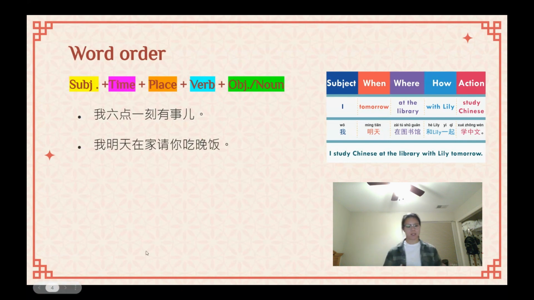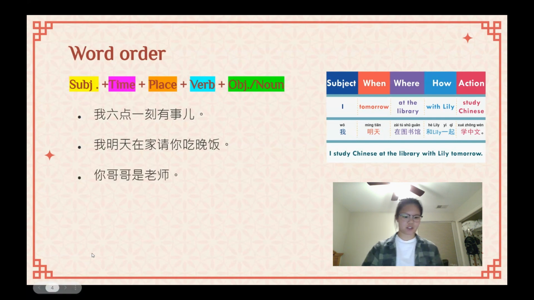The second example, 我明天在家请你吃晚饭. So I, tomorrow, at my house, invite you to eat dinner. 我 is the subject, 明天 is the time, 在家 is at my house, 请你 is the verb, 吃晚饭. So that 请你吃晚饭 is like that verb phrase, completing that verb object part of the sentence.